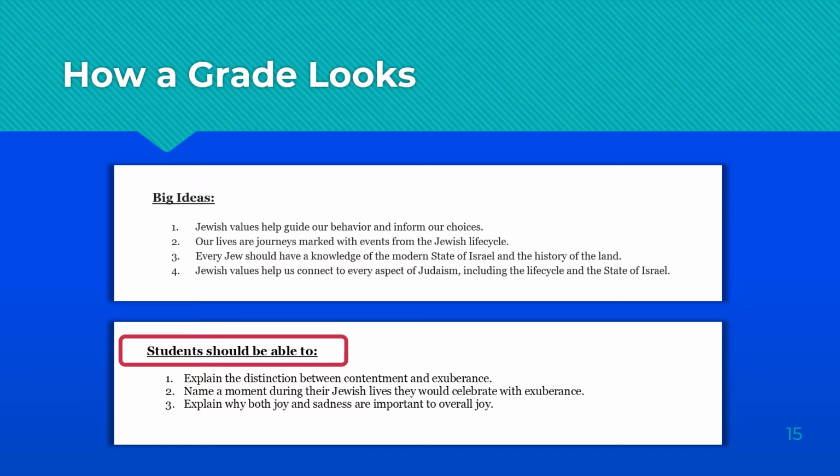These are the measurable objectives that students will take away from the lesson. For this lesson, the skills students will acquire are explaining the distinction between contentment and exuberance, naming a moment during their Jewish lives they would celebrate with exuberance, and explaining why both joy and sadness are important to overall joy.